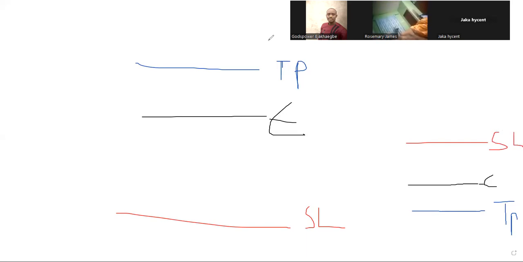So this condition happens when you are selling in the forex market. Are you with me? When you are selling, your take profit is down. And when you are buying, your take profit is up.